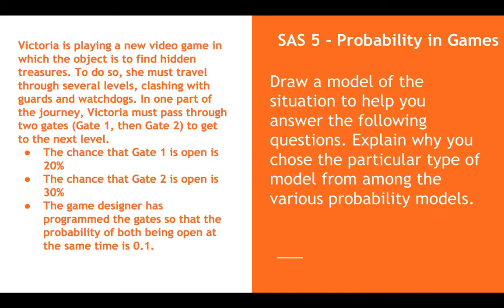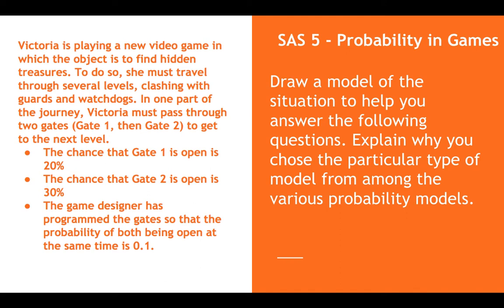The chance that gate 1 is open is 20%, and the chance that gate 2 is open is 30%. The game designer has programmed the gates so that the probability of both being open at the same time is 0.1. So draw a model of the situation to help you answer the following questions, and explain why you chose the particular type of model from among the various probability models.